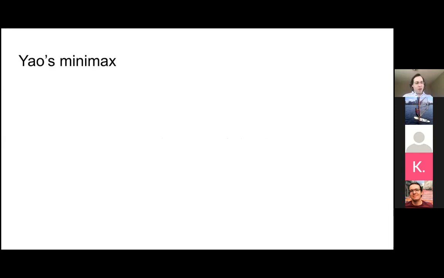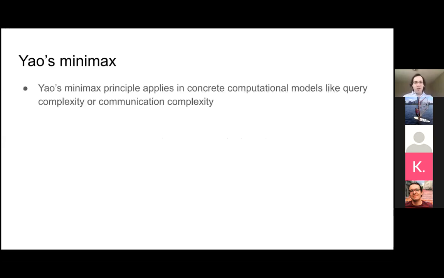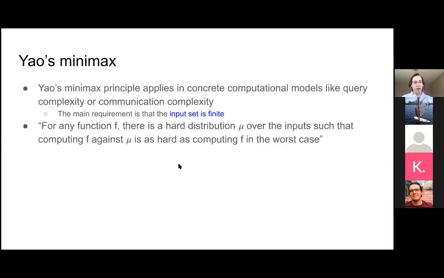So to start with, Yao's Minimax, if you recall, is a statement that applies to what I call concrete computational models, basically models in which the input set is finite. This is one of the key properties you need for Yao's Minimax to apply. And it says basically this: for any function f you wish to compute, there's a hard distribution mu over the inputs, such that computing f against mu is as hard as computing f in the worst case. Okay, it gives you a hard distribution such that even if you knew the inputs come from the distribution, you still can't solve f any better than before.